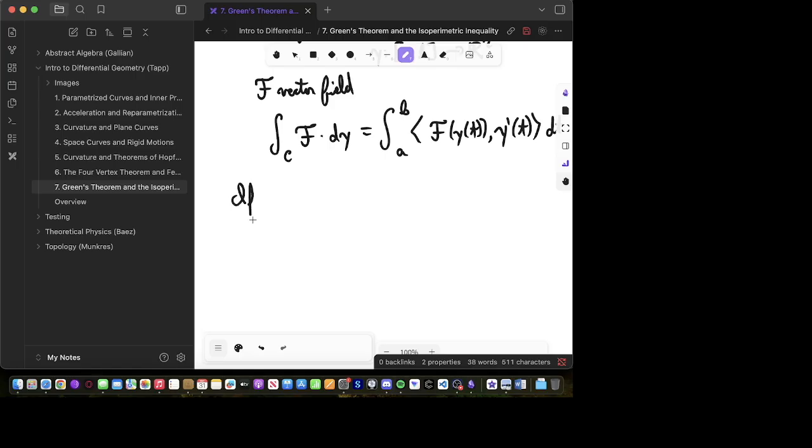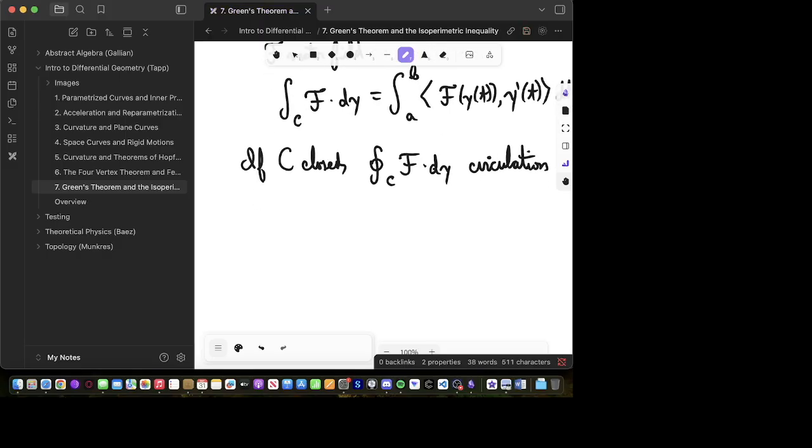So if C is closed, then we write the integral with a funky looking circle. And by the way, this is one of my favorite symbols in mathematics. I just really like it. I don't know why. And we call it the circulation of F around C. So that's basically a little bit about line integrals.